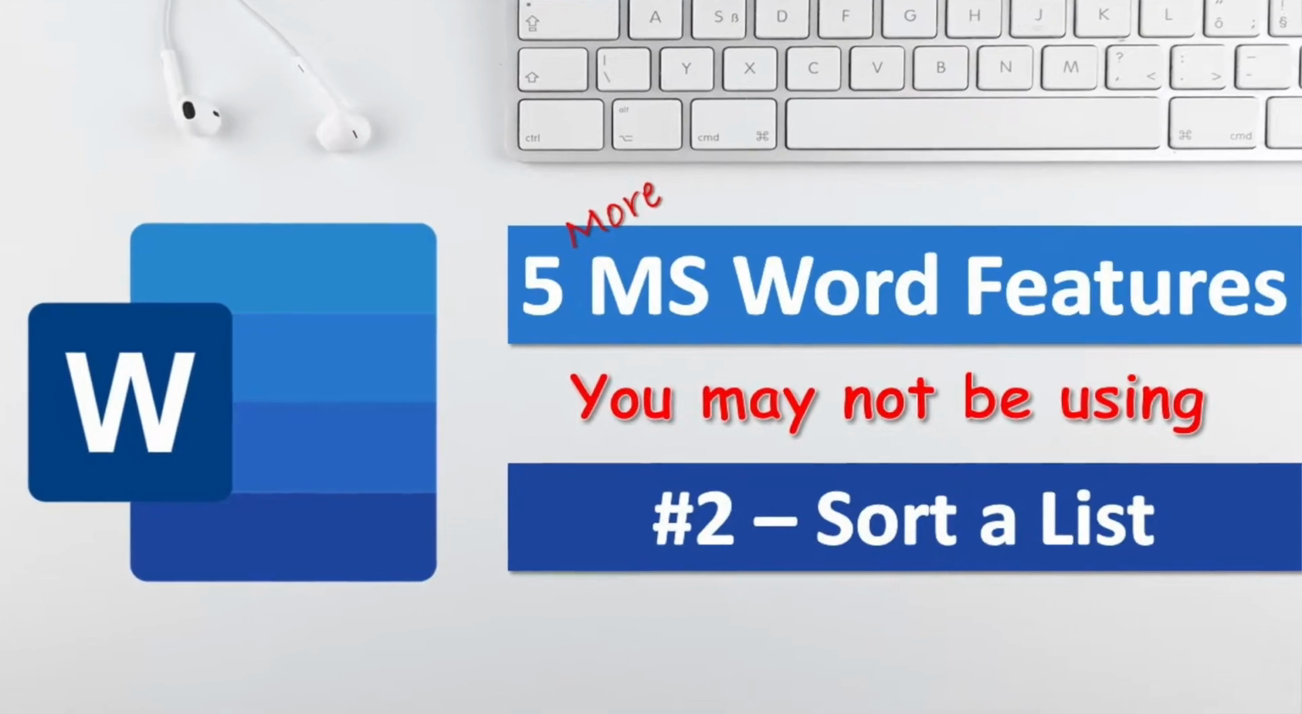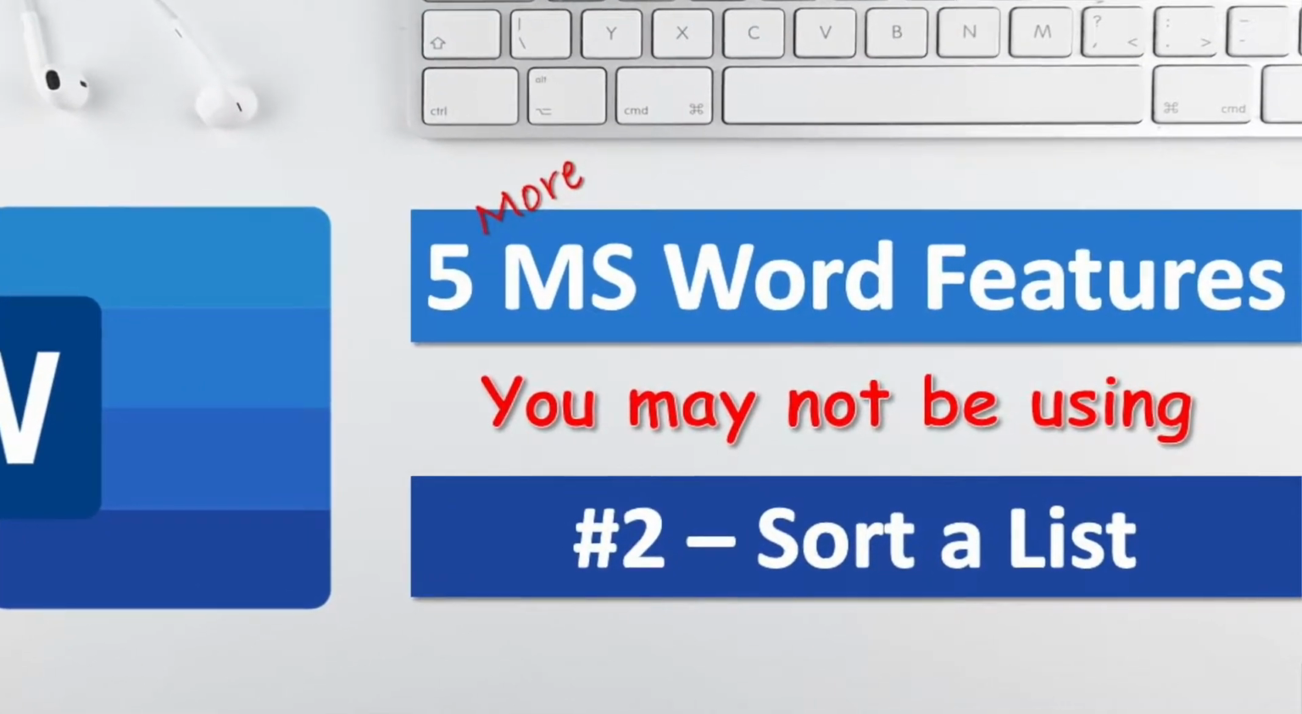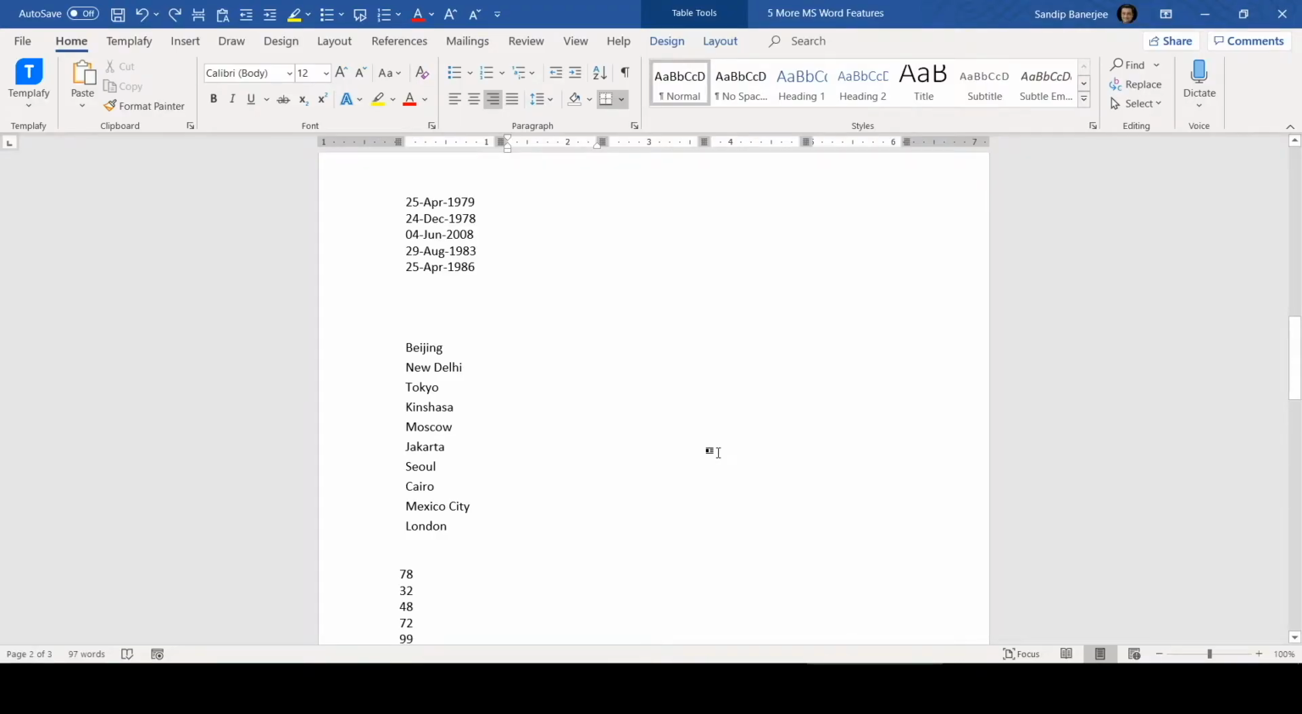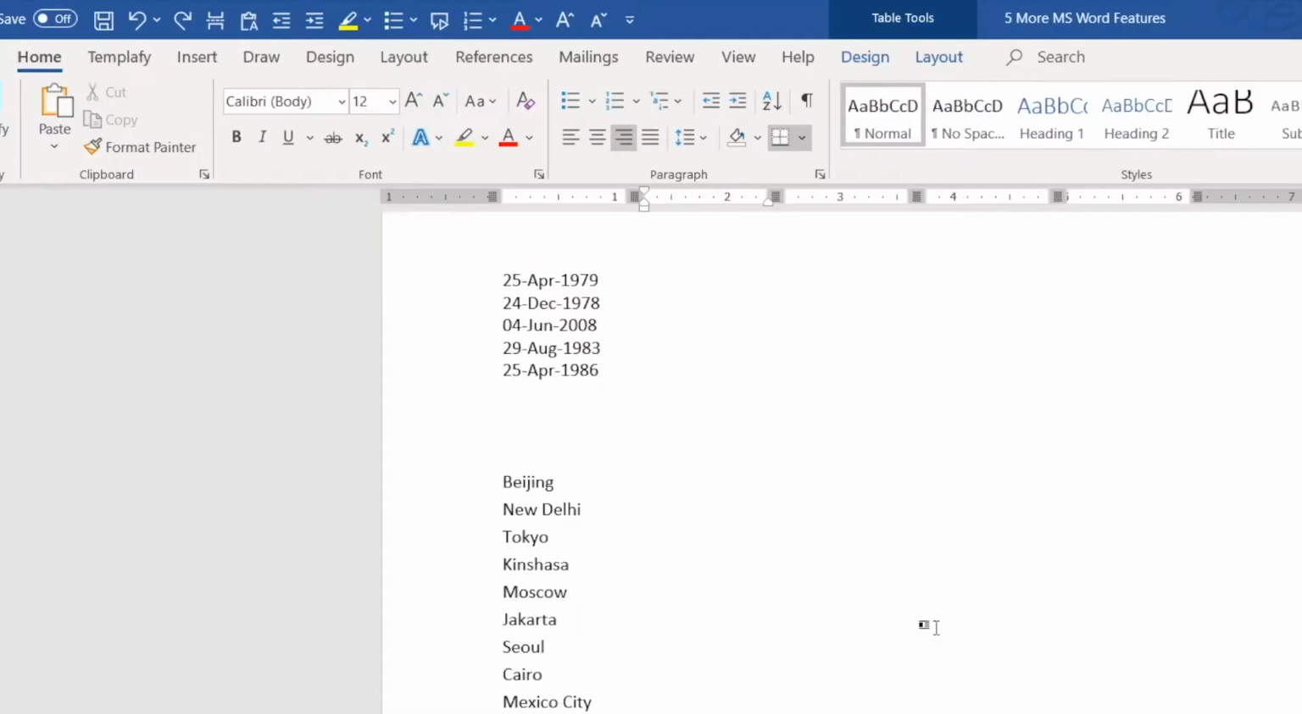So now let me talk about the next feature what I wanted to share, that is sort. So this particular feature will be helpful to sort some of the values within your document in case you need to sort it in ascending or descending order. So let me show you what I'm talking about. You can see there are few of the dates mentioned here.